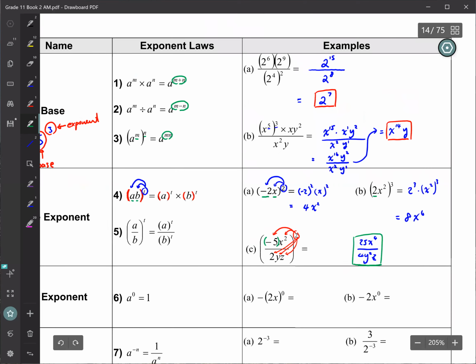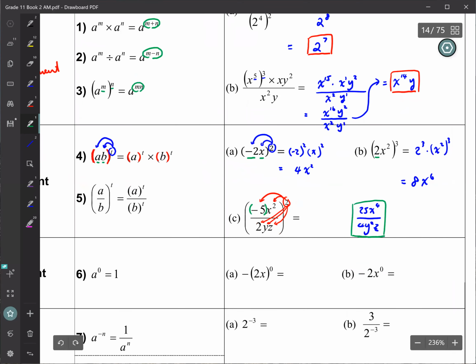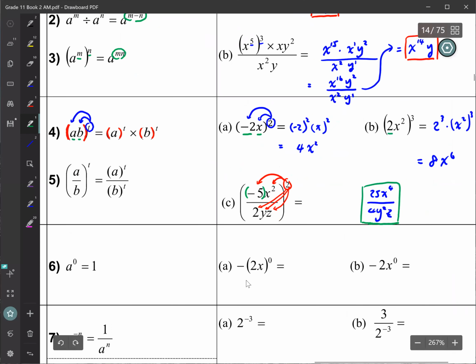So you can see on the next part, rule number 6 is saying if the exponent is 0, then the whole answer becomes 1. Okay, and if you look at the example on the right side, question A has brackets, question B has no brackets, but everything else is the same. Okay, so think about how the answer will be different, or are they the same, right?